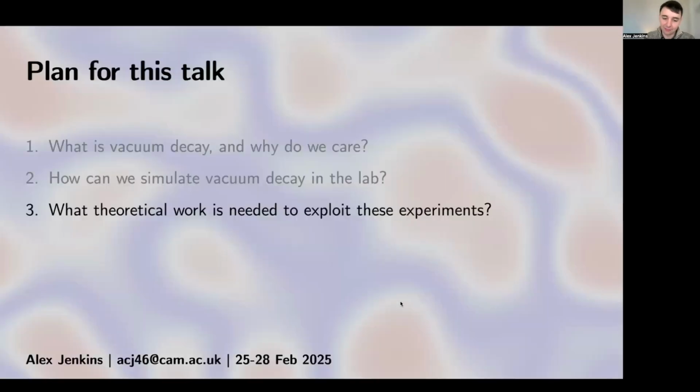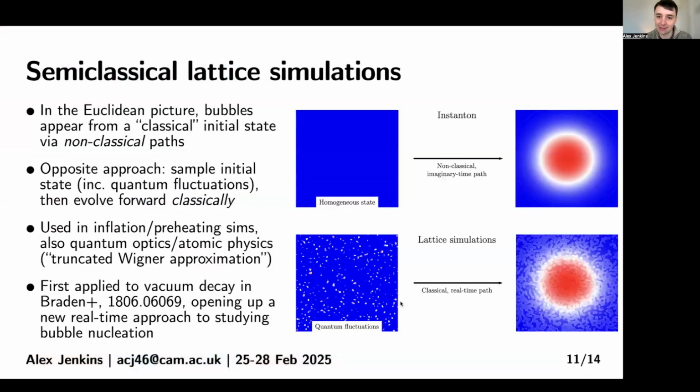So in the final few minutes, I'm going to tell you about the theoretical work that me and my collaborators are doing to try and understand this analogy in more detail and to prepare the way for the coming experimental data, and how we are going to extract cosmological insights from that data. So our main tool in doing this is these semiclassical lattice simulations. I've already shown a couple of results from these, but just to tell you a little bit more about how these simulations are done and what the approach is.